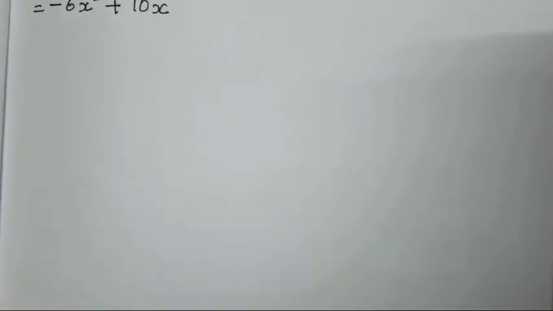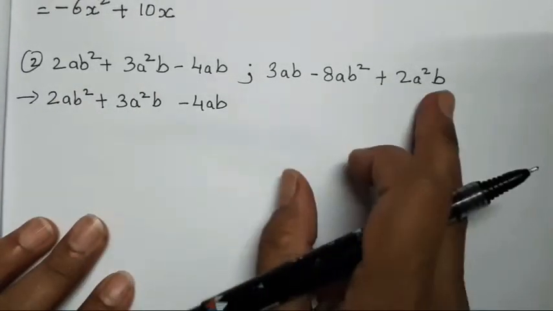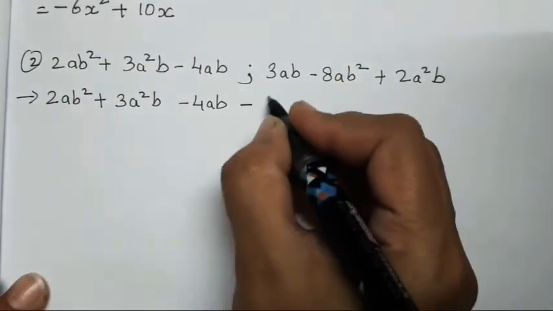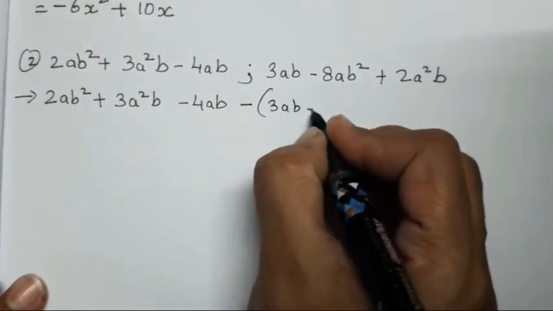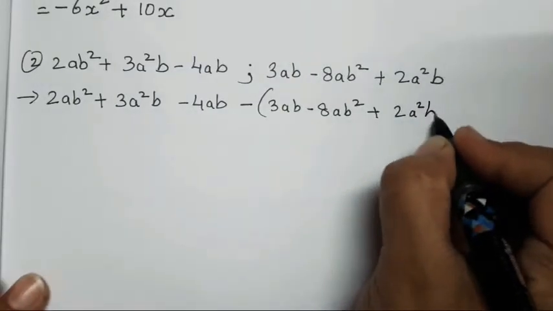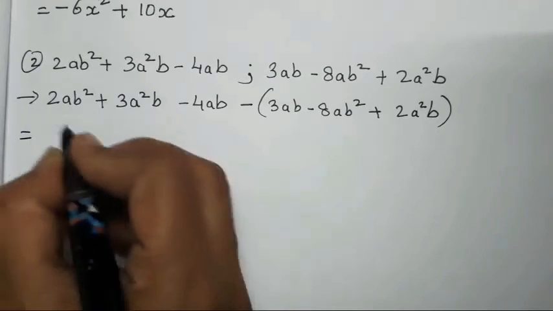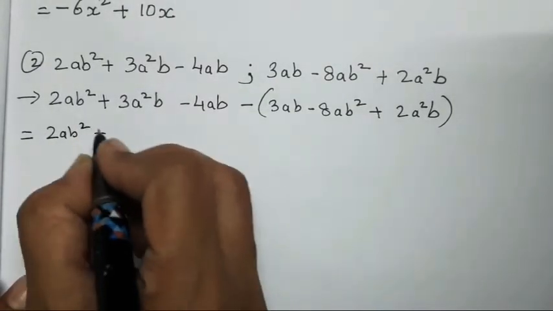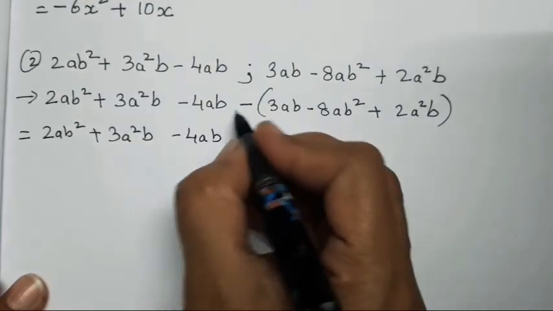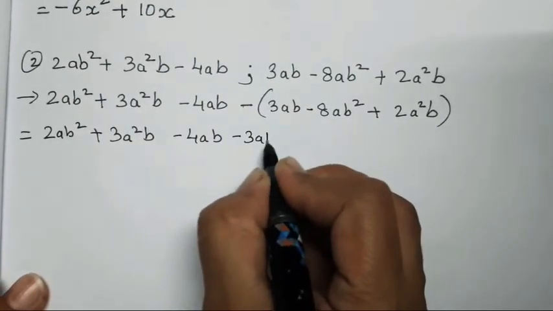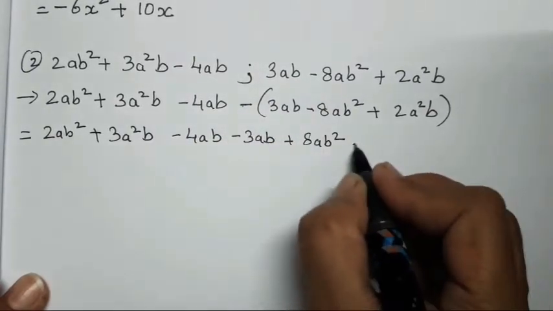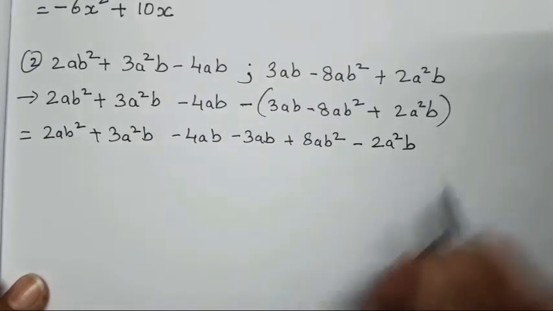Next sum. Now next sum I have already written half of the thing, same equation. Now we have to add a minus sign, and then I will write the remaining one in order to avoid confusion. I am solving it in this way. Now first equation will remain as it is. Second is going to change. Minus 3ab minus and minus plus 8ab square minus and plus minus 2a square b.